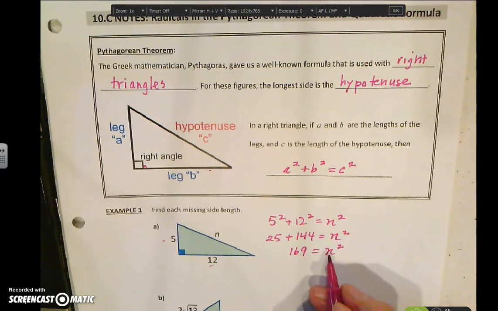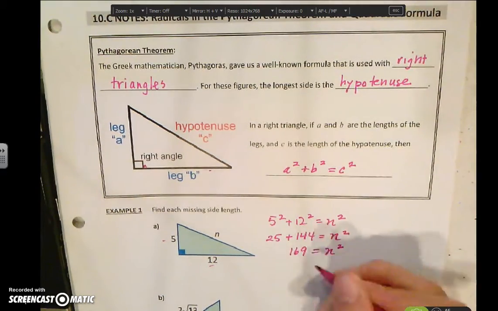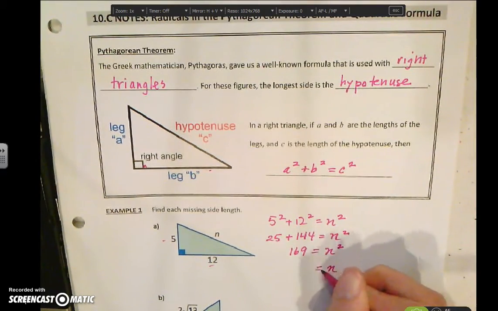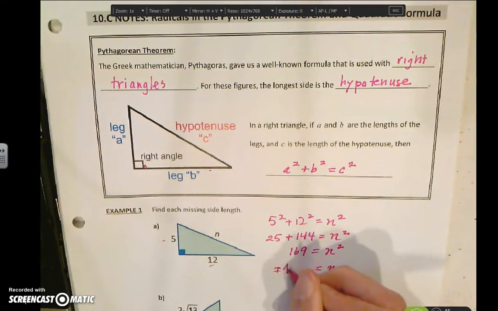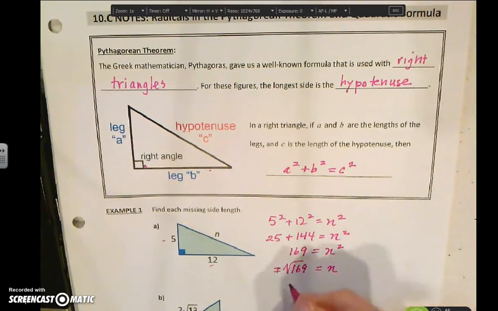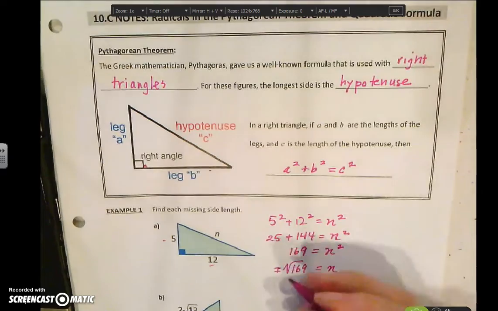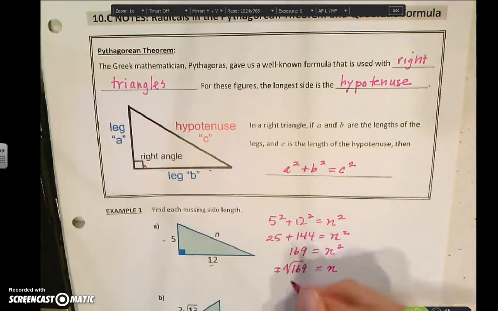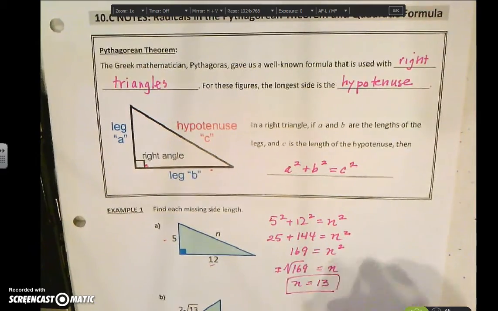To figure out what n is equal to, we'll take the square root of both sides. That'll be the easiest way to do it. And we'll get that n is equal to plus or minus the square root of 169, which would be plus or minus 13. And of course, since it's a length, then we only want the positive, not the negative length.